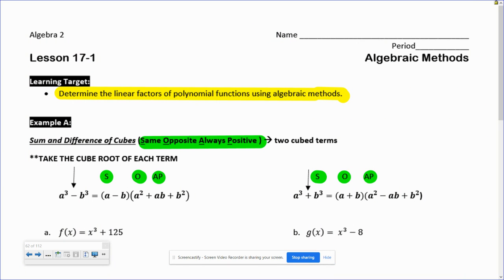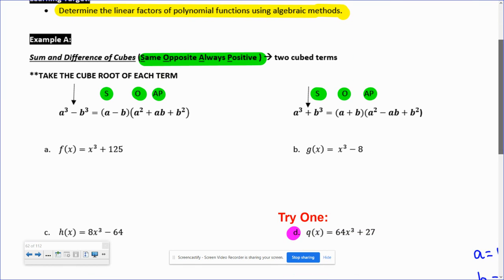Okay, so we're going to start with sum and difference of cubes. We have a little acronym we like to use for these, and it's same, opposite, always positive. A difference or sum of cubes is when you have a perfect cube number plus or minus another perfect cube number. If you're not familiar with your cubes, you can always check on your calculator if something is a perfect cube. But like 8, 27, 64, 125, those are all kind of our main cubic numbers.